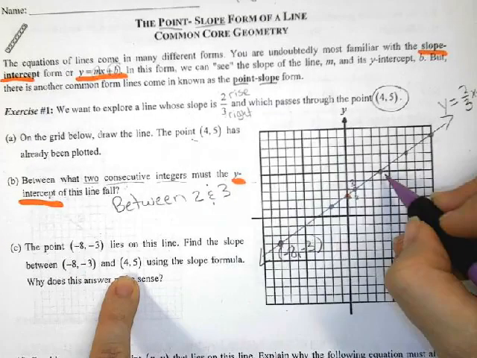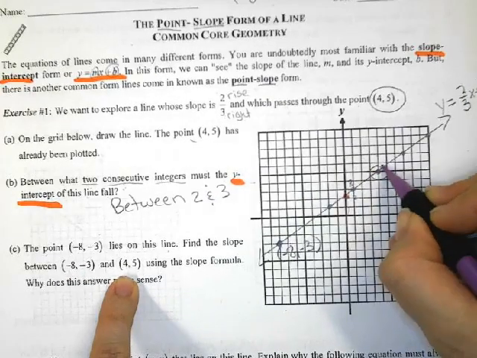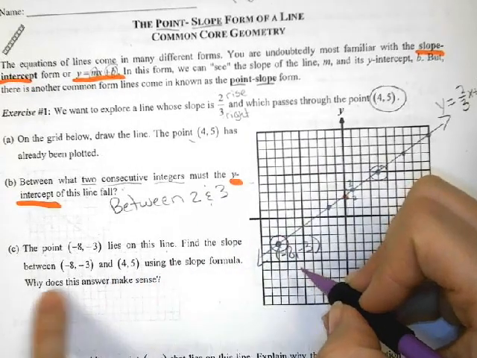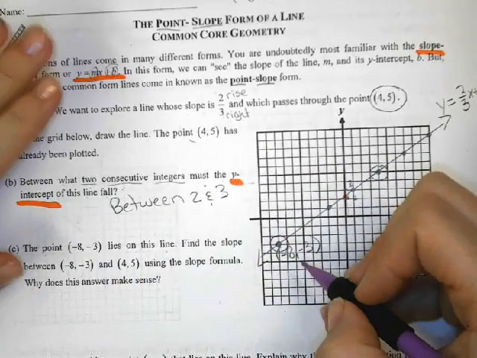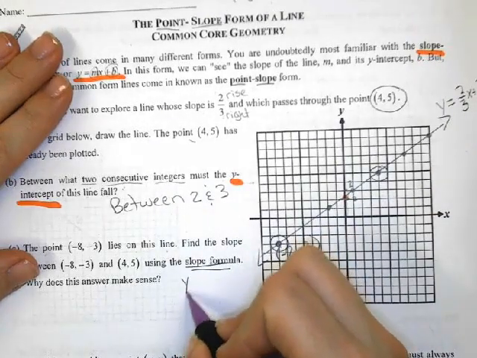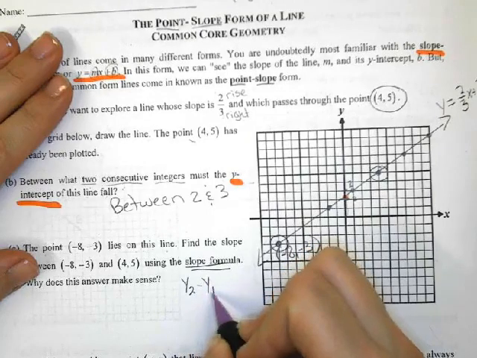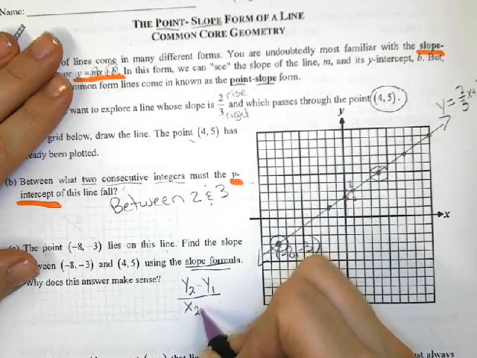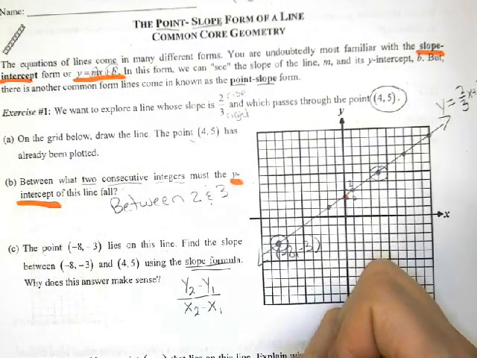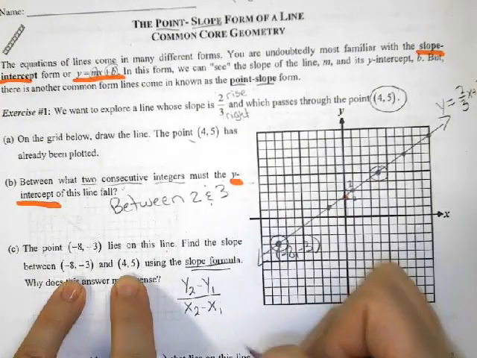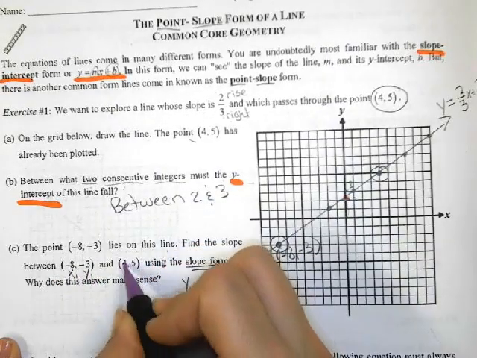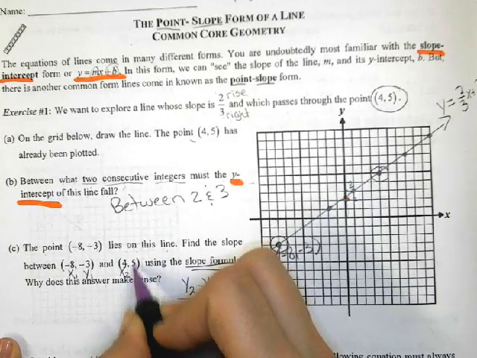It also lies on the point that we already saw before. They're asking us to consider these 2 points and, using the slope formula, find the slope. If you don't know what the slope formula is, we'll write it: y2 minus y1 over x2 minus x1. Be careful when doing this. They give us these 2 points here. This one's x1, this one's y1. The 4 is the x2, and the 5 is the y2.